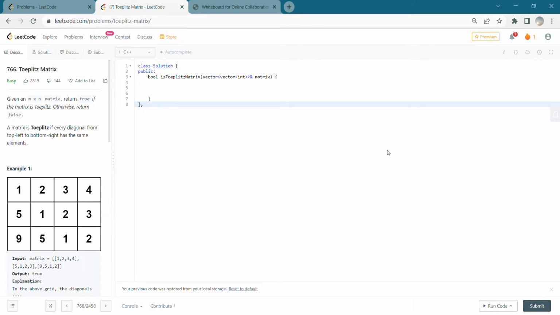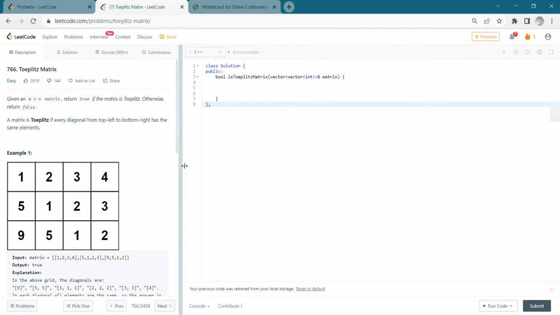Everyone, this is today's problem on LeetCode, Toeplitz Matrix. Let's go through the problem statement. We have been given an n cross n matrix. We have to return true if the matrix is Toeplitz, otherwise false.